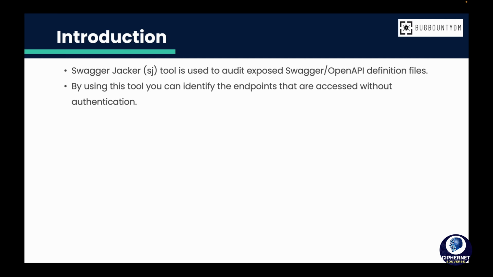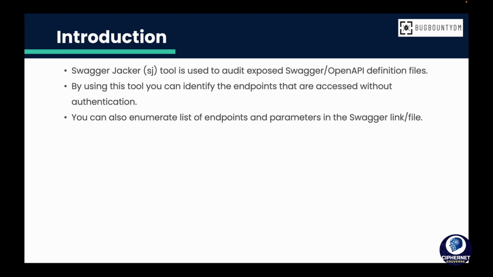It performs a basic audit on all the endpoints inside the APIs and finds basic authentication flaws, like accessing those endpoints anonymously and retrieving sensitive data. These kinds of attacks can be found by using the SJ tool. You can also enumerate the list of endpoints and parameters in a Swagger link or file, retrieving all the endpoints and all the parameters inside it.